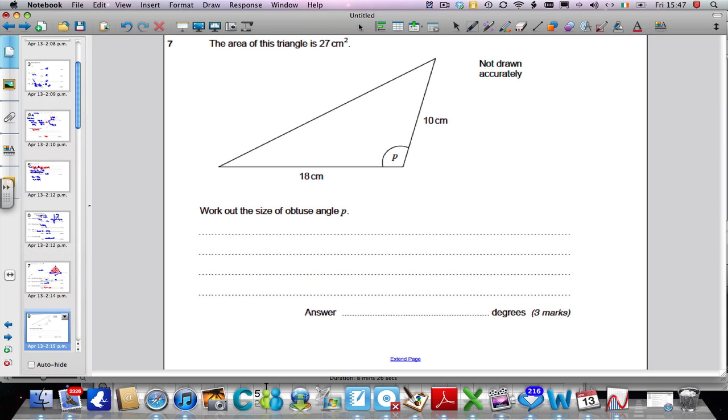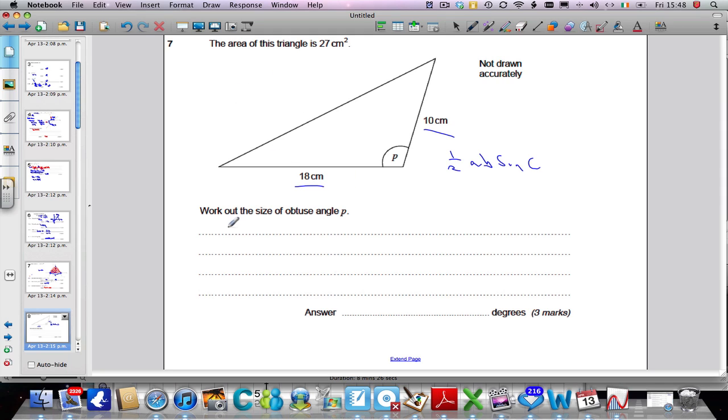Moving on, question 7. We're given the area of a triangle and we're asked to work out the size of this obtuse angle here. Now, we've got two sides, we've got an angle in between. Straight away I'm thinking half ab sine C. In this case C will be P. So I'm using the trigonometry formula for finding the area of a triangle.